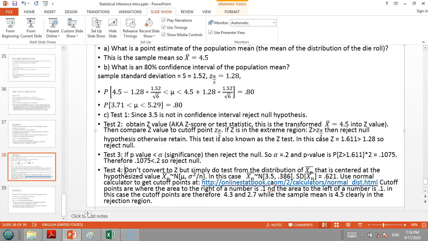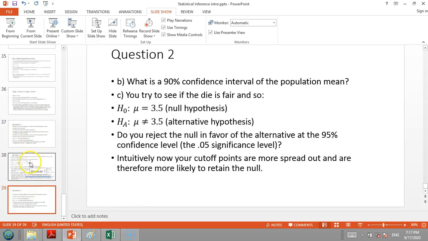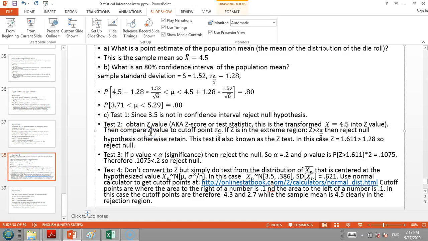And you can read on your own here. Test 4 is if I don't want to convert into the z distribution, I can just get the distribution of x bar and see how far away 4.5 is, if it's in the cutoff points or not of x bar. I can compute probabilities right there. Okay, the 90% confidence.